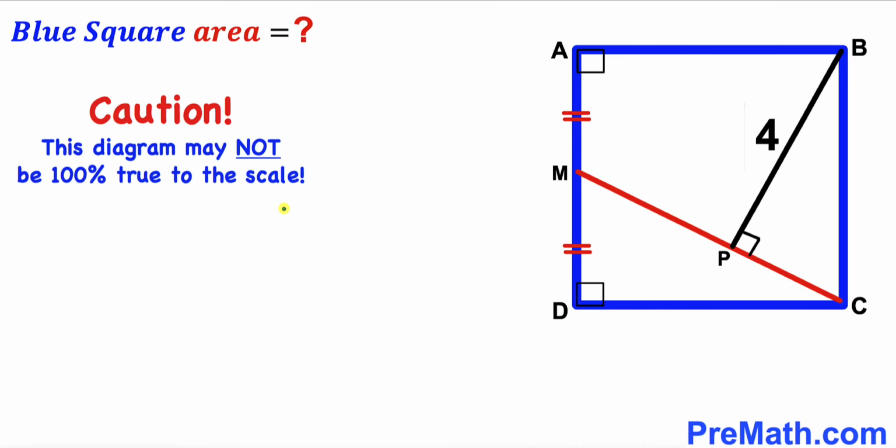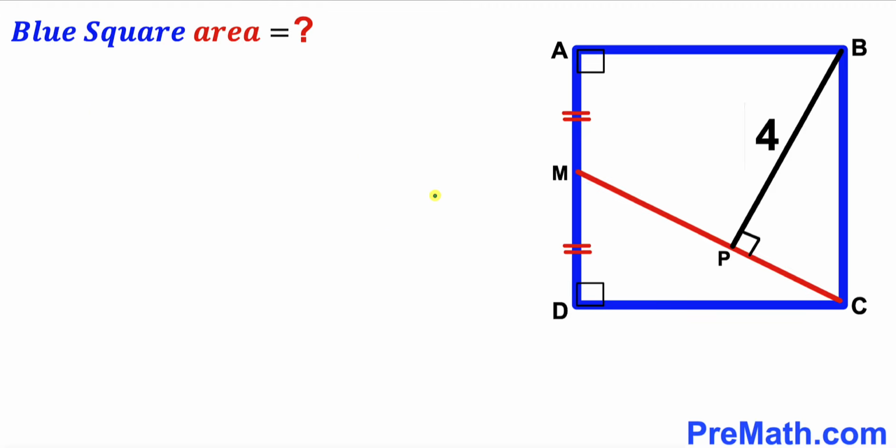Please keep in mind that this figure may not be 100% true to scale. Let's go ahead and get started, and here's our very first step. We know that these two segments have the same length. Let's assume that this segment has length x, then this segment has got to be length x as well. So the whole side length of this blue square is x plus x, which makes 2x. And since all the side lengths of the square are equal, we have 2x, 2x, and 2x across the board.